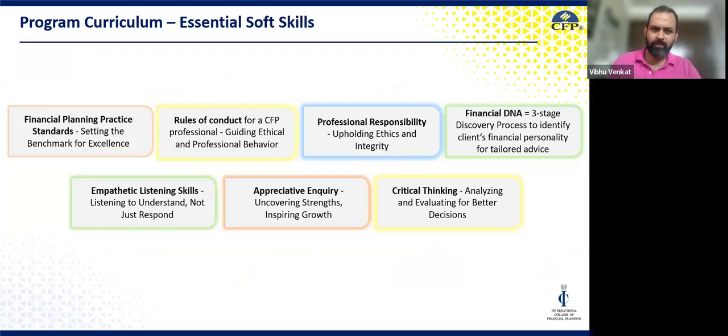So these are the program curriculum where it is about rules of conduct in terms of keeping the ethical behavior, keeping the client first, financial planning practice standards in terms of setting. Because when you are a CFP going into the market, you are just not one individual. You are carrying the badge of CFP. So that is like a brand. It is a brand on its own. If you say that you are a CFP, it is like a brand.